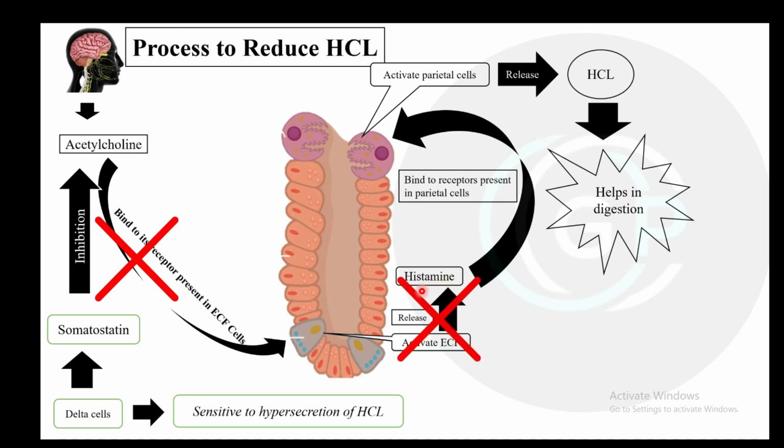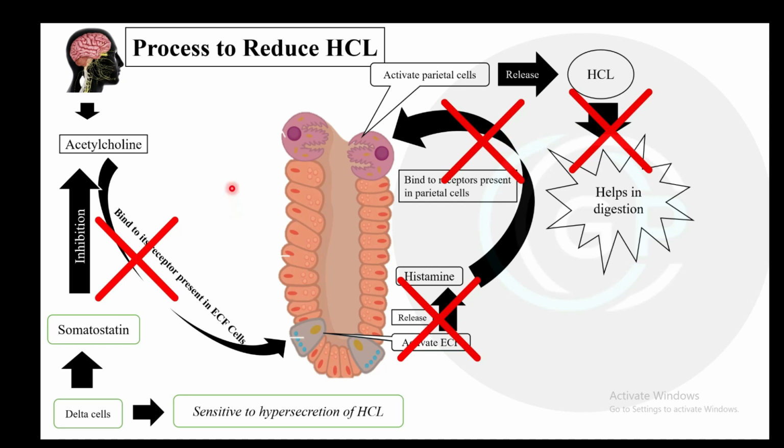If there is no release of histamine, definitely the histamine will not go and bind to the parietal cells. If there is no binding to the parietal cell, this parietal cell will not get activated. If there is no activation of the parietal cell, there is no secretion of HCl. So in this way, this delta cell will play a very important role in reducing the level of HCl. This is how we can reduce HCl.